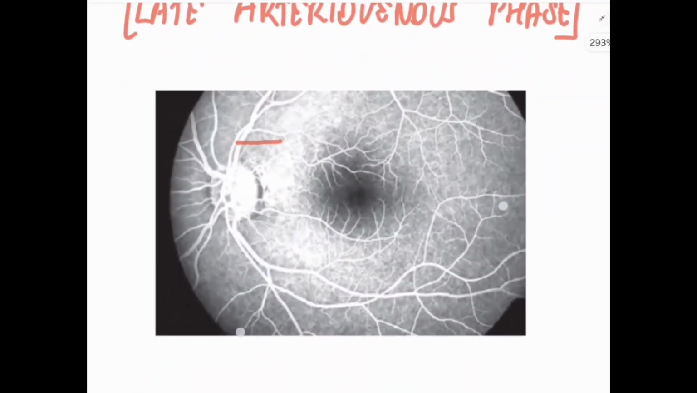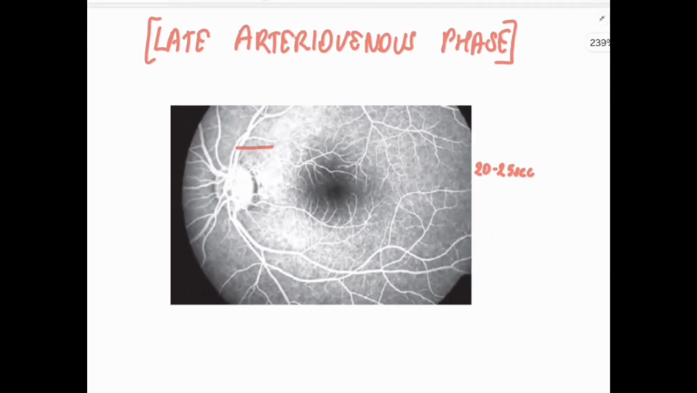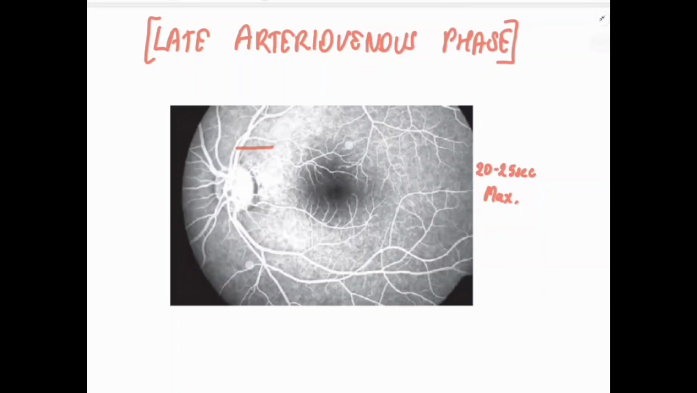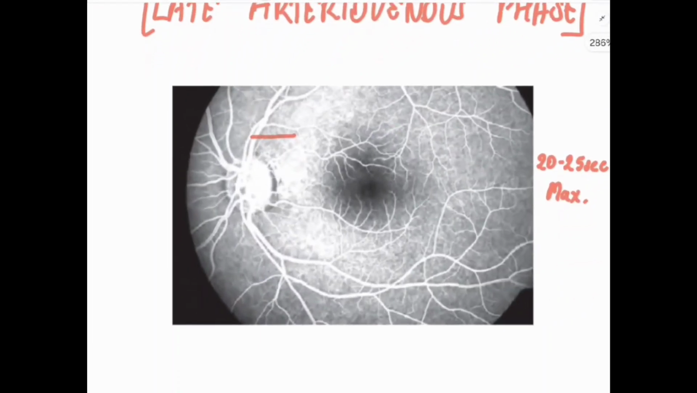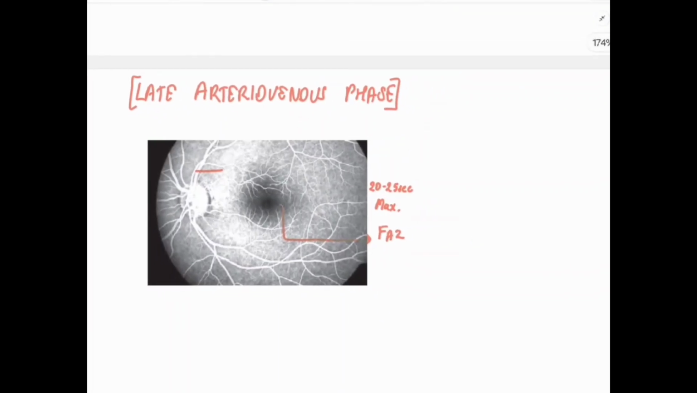A perifoveal capillary network is best visualized at 20 to 25 seconds after the injection of the dye when the concentration of the dye is maximum. The fovea appears hypofluorescent because of the absence of blood vessels in the foveal avascular zone and due to blockage of the background choroidal fluorescence by the increased pigment in the tall RPE cells at the fovea.